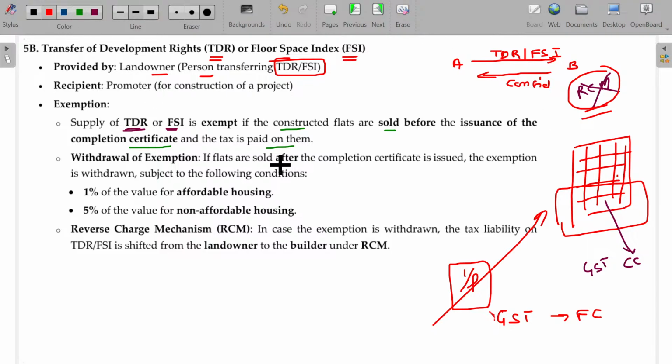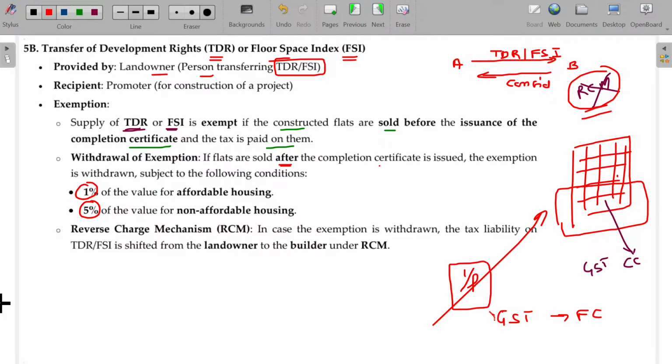Withdrawal of exemption. If flats are sold after the completion certificate, provided you escaped RCM basis, you didn't pay the tax, but you sold only after the completion certificate, then automatically the exemption is withdrawn. You were told not to pay the GST under RCM basis because you are going to pay the GST at the time of sale. But at the time of sale, you didn't pay the GST. Automatically, the exemption given earlier is withdrawn. Now it's your duty to pay a small amount as you are violating: 1% value for the affordable houses and 5% value for the non-affordable housing.